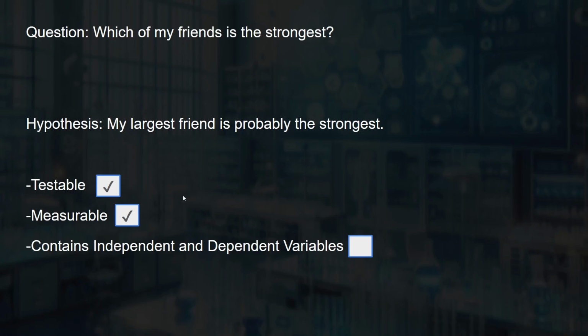Okay, so the independent variable would be the size of your friend. When I say my largest friend, I'm really looking at the size of my friends. And I can control this by choosing which friends are in the experiment. I can have a smaller guy, some bigger guys, and put them in order so I can control, to an extent, how large they are, or the distribution of mass of my friends in the experiment.